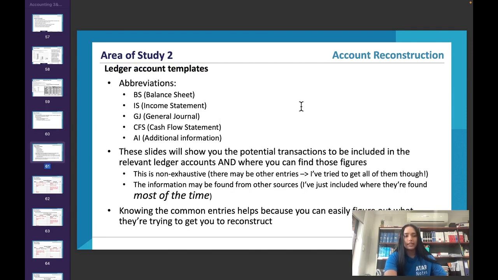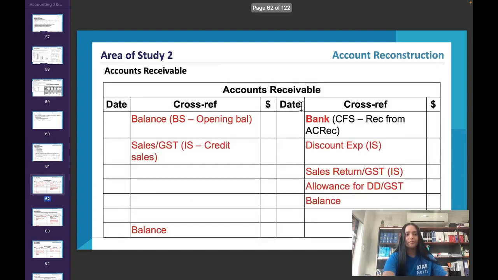You need to know the ledger account templates, which is basically just the expected entries. So knowing, for example, in the bank ledger account, which transactions are expected to go in the debit side, which transactions are expected to go in the credit side. So this is the ledger template for the accounts receivable account. You can see we have the opening balance, which is always a debit opening balance because accounts receivable is an asset. We have sales GST on the debit side, which is basically where we have a credit sale occurring.